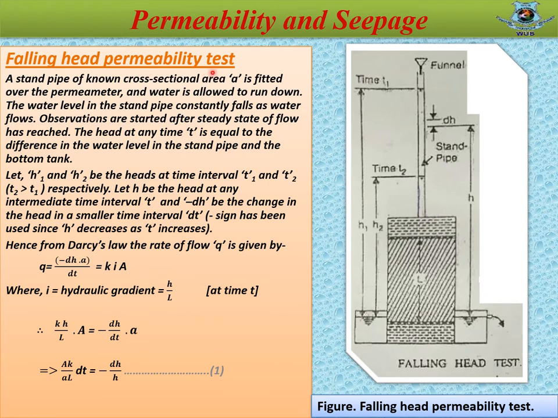Falling head permeability test. A standpipe of known cross-sectional area A is fitted over the permeameter and water is allowed to run down. The water level in the standpipe constantly falls as water flows. Observations are started after a steady state of flow has been reached. The head at any time t is equal to the difference in the water level in the standpipe and the bottom tank. Let H1 and H2 be the heads at time intervals t1 and t2 respectively.